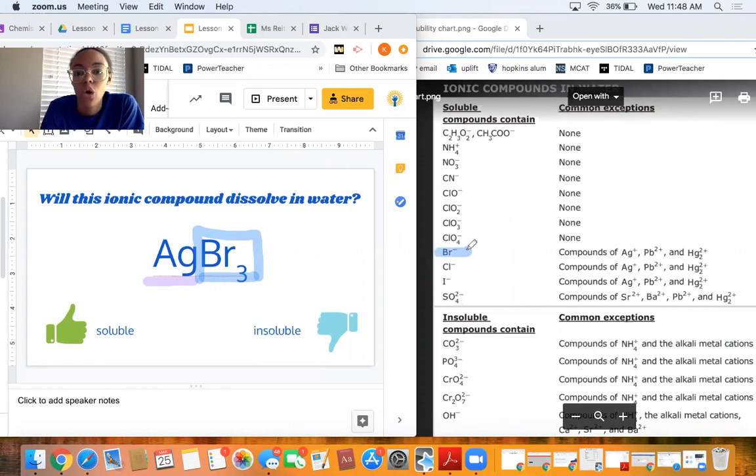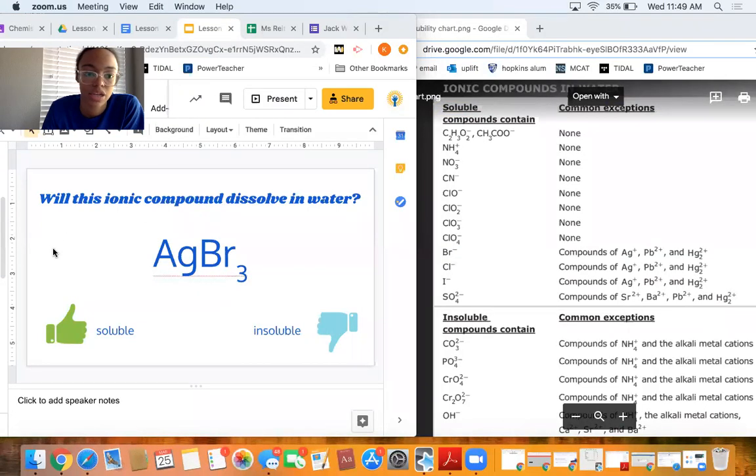Okay, it's here. Remember, the chart's broken up into two sections, so we want to see what part of the chart this is in. This is the part that says soluble. So we know that Br is normally soluble, so then let's see, is Ag one of the exceptions? Ag is an exception. And remember, an exception to being soluble, meaning it can dissolve, would mean that it is insoluble. That would be the answer. It's insoluble, can't dissolve in water.